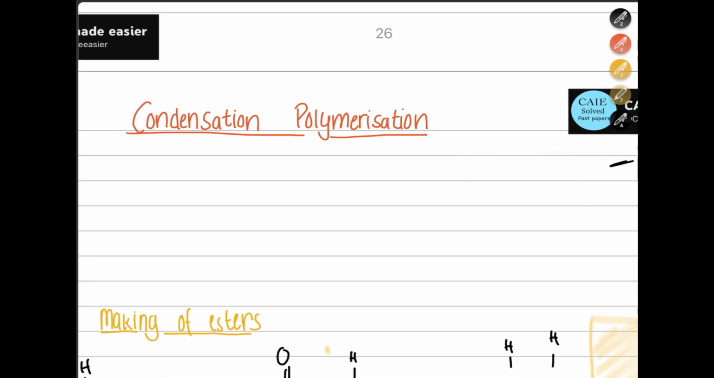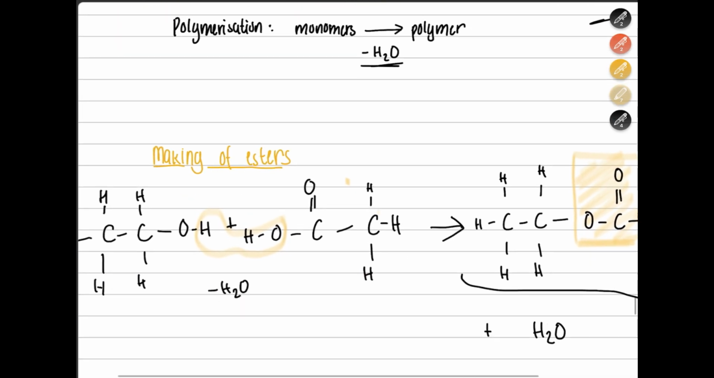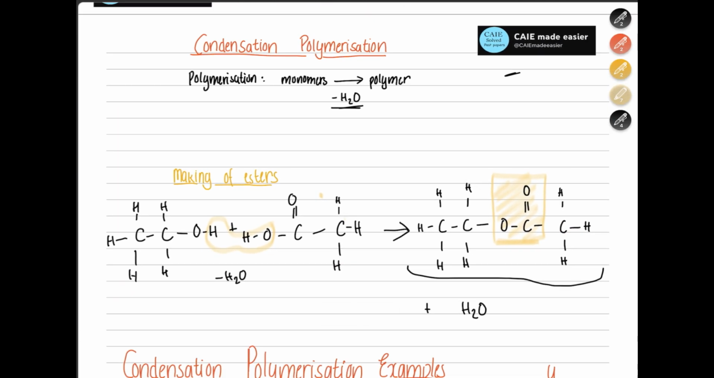Condensation polymerization is also a type of polymerization. Many monomers form a polymer by removal of a water molecule. Water is removed. You might remember what was happening when we were making esters. We had an alcohol, here ethanol, and a carboxylic acid, ethanoic acid here. A water molecule was removed and we got an ester plus a water molecule. So here only one water molecule was removed, right? Just one. But in condensation polymerization, a water molecule is removed after every consecutive monomer.